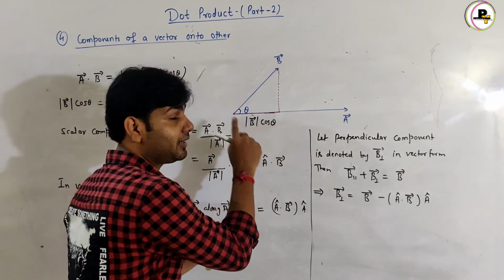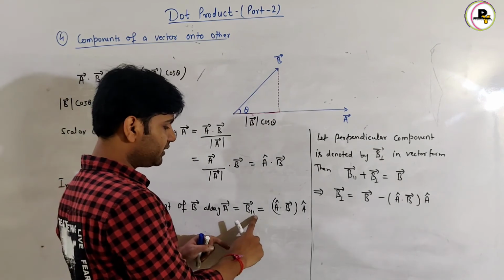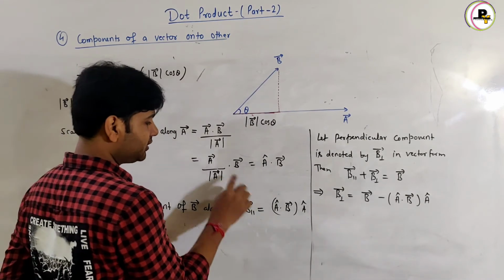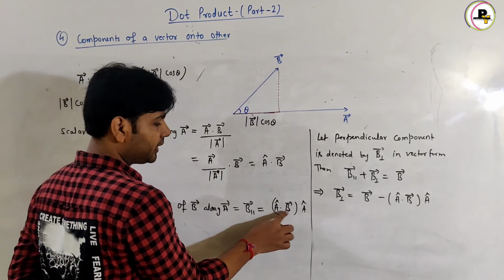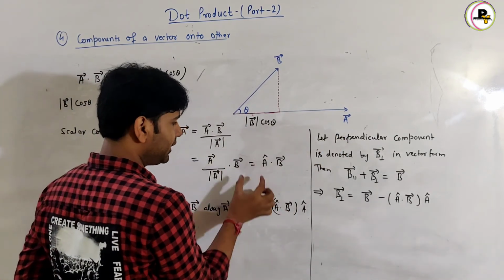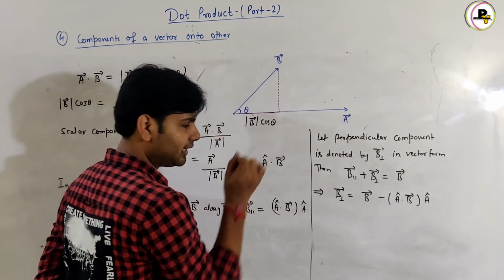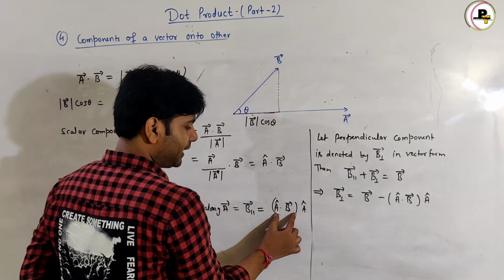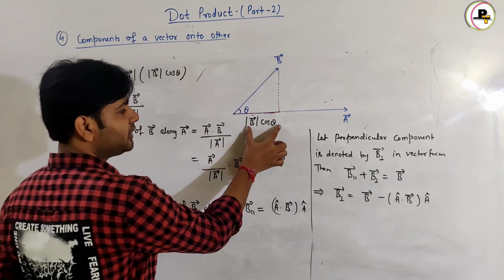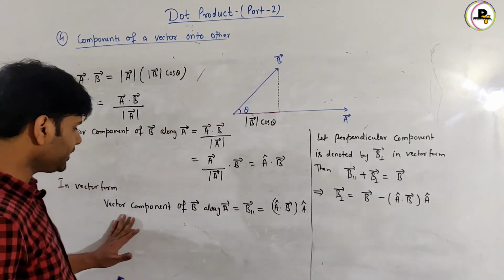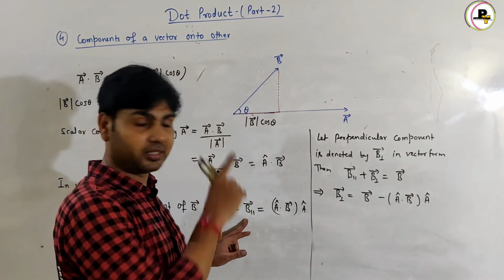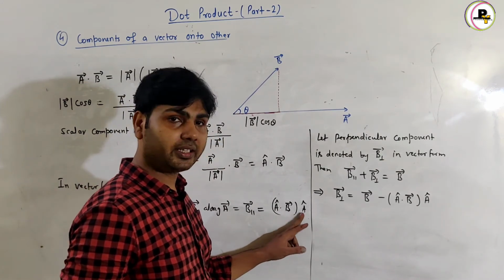Parallel to which vector? Vector A. So B parallel vector is equal to the magnitude of B parallel vector, which is A cap dot B vector. And since this vector is directed along A vector, I need to multiply this magnitude by the unit vector of vector A, that is A cap. So I get this component in vector form. So the vector component of B vector along A vector, or the parallel component of vector B, equals A cap dot B vector into A cap.